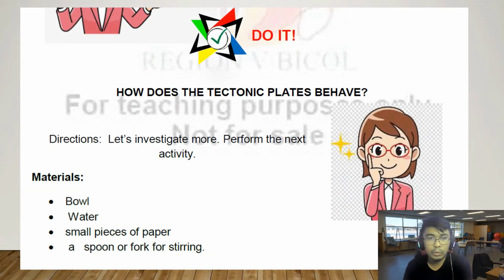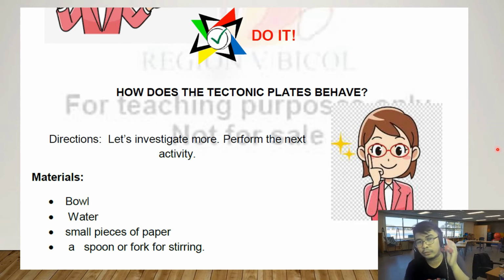Now, in your module, we have this activity, the explore part, which is entitled Do It. So how does the tectonic plate behave? In your house, you can conduct this very simple activity wherein you will be needing a bowl, water, small pieces of paper, and a spoon or fork for stirring. Actually, without doing this one, you can somewhat infer what will happen in this very simple experiment. So these are the materials. I hope you take note of this.